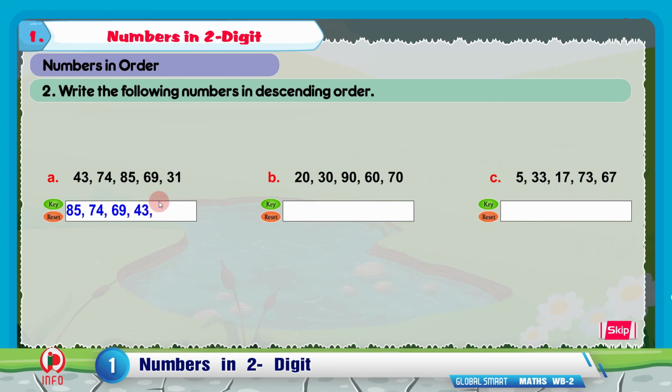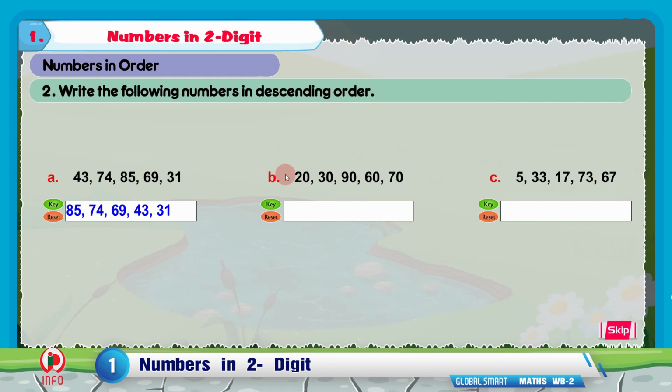And the least remaining number is 31. That means that is the last number because it is the smallest of all these numbers. So in these given numbers 85 is the greater number, 31 is the smallest number. So writing from greater to smaller number is the descending order.